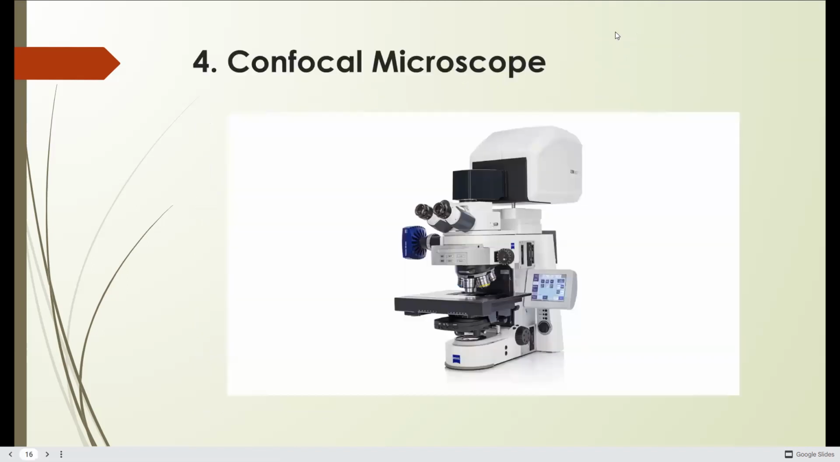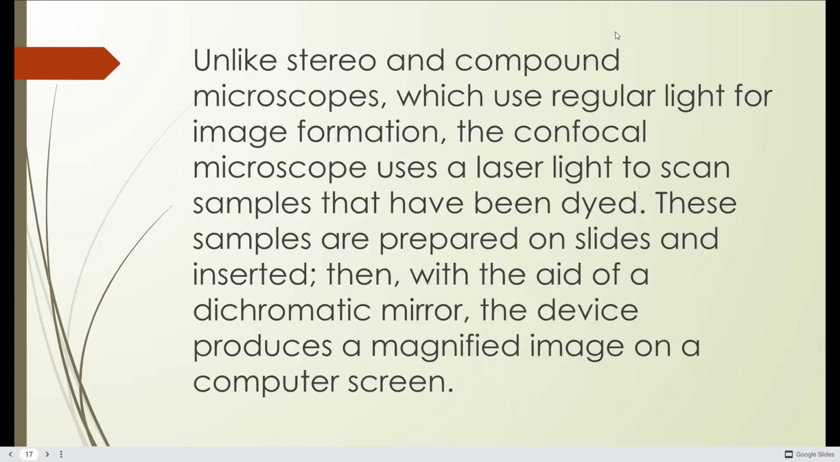The third one is the confocal microscope. Look at the confocal microscope. Unlike stereo and compound microscopes, which use regular light for image formation, the confocal microscope uses a laser light to scan samples.